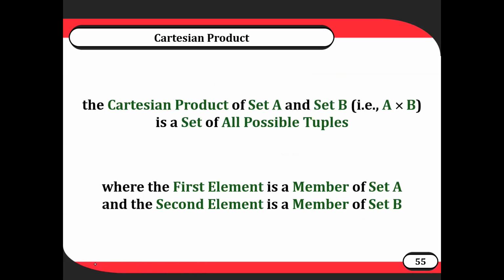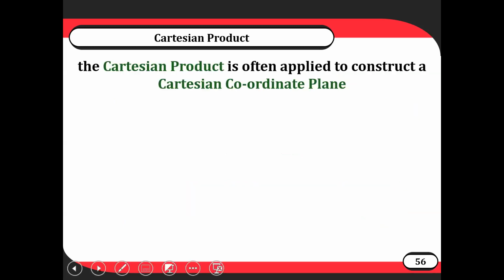Now the Cartesian product of a set A and a set B. We write it as A cross B, and it is the set of all possible tuples where the first element is a member of the set A, and the second element is a member of the set B. The Cartesian product is often applied to construct a Cartesian coordinate plane. So this is one of the applications of it.